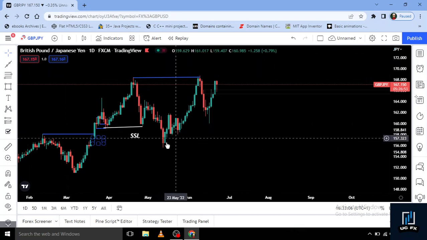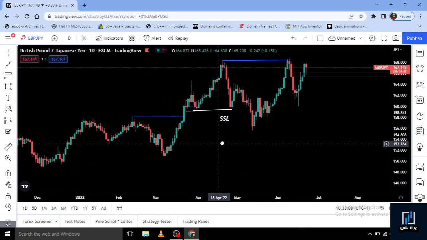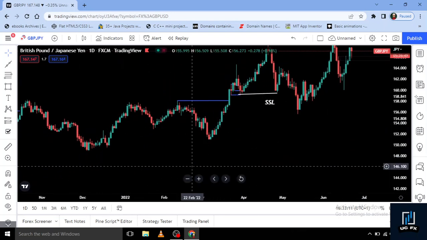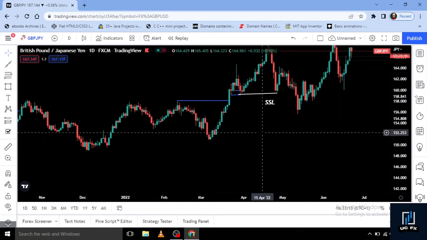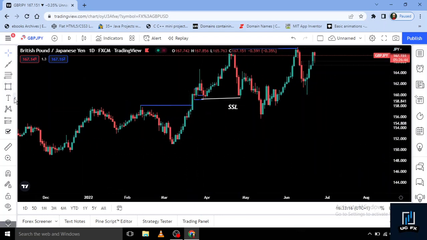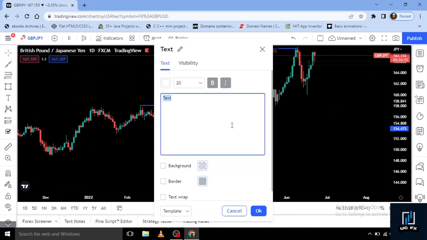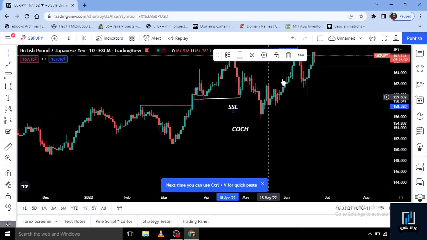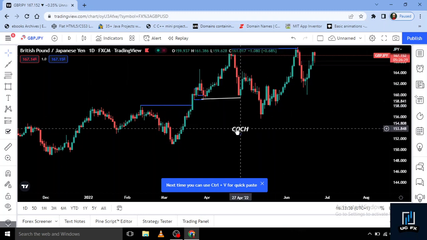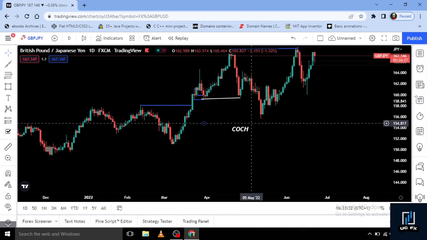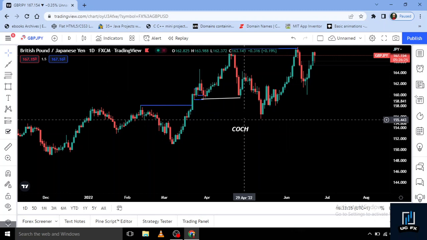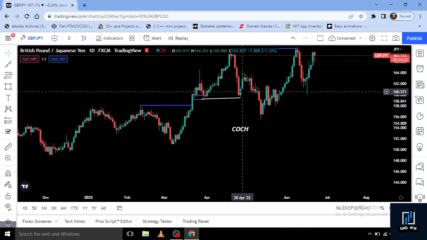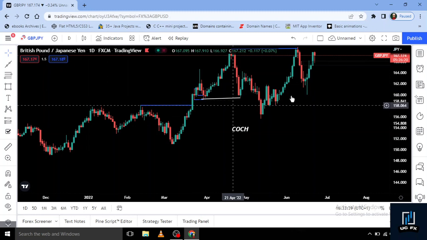Then we have stuff like change of character. That's change of character. That's a shock. You'll be seeing stuff like this while I'll be trading the smart money concept. So what is change of character? It's basically a shift, when the market is about to turn either bullish or bearish. Just like here.